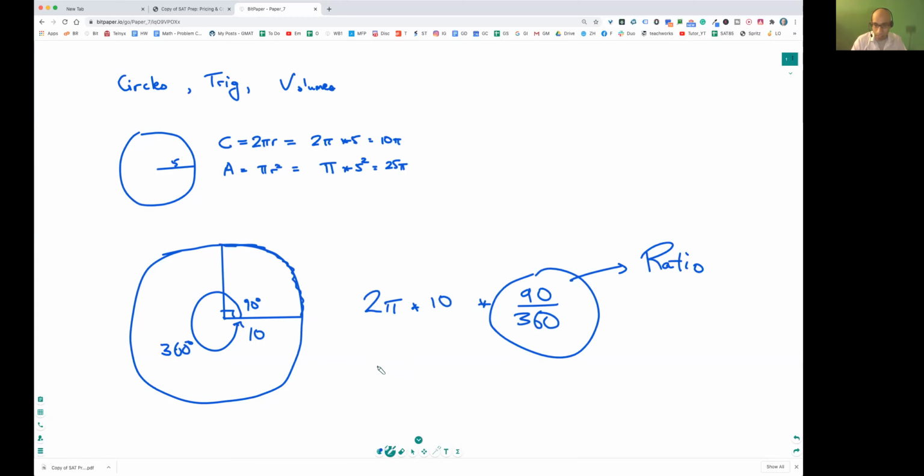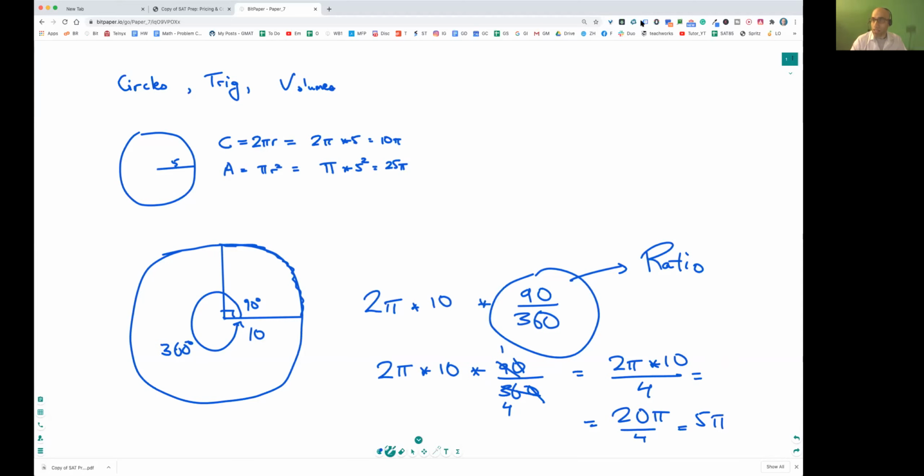So let's calculate that. You're going to write 2 pi times 10 times 90 over 360. You're allowed to use the calculator in some of these parts, but here, I'll tell you how to solve this. 0 goes with 0, and 9 times 4 is 36. So you're going to write down 4 in the bottom, and so you're going to have 2 pi times 10 divided by 4, right? So that's going to be 20 pi divided by 4, and that's going to be 5 pi.